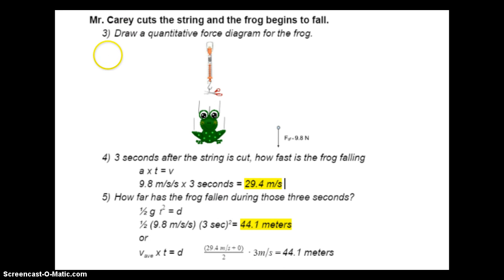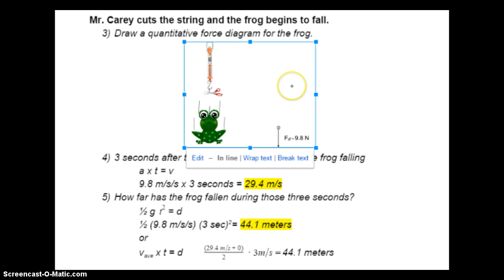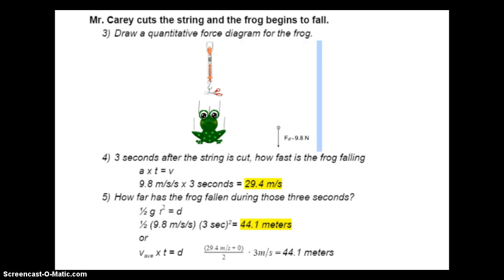Okay, now just like we did in class, although we did it with something other than a frog, Mr. Carey cuts the string and the frog begins to fall. Okay, let's take a look at the force diagram. So we see that our frog is falling. All that means is that we've gotten rid of the tension force. We can see that here we've got rid of the tension force. So we only have the force of gravity, the 9.8 newtons.